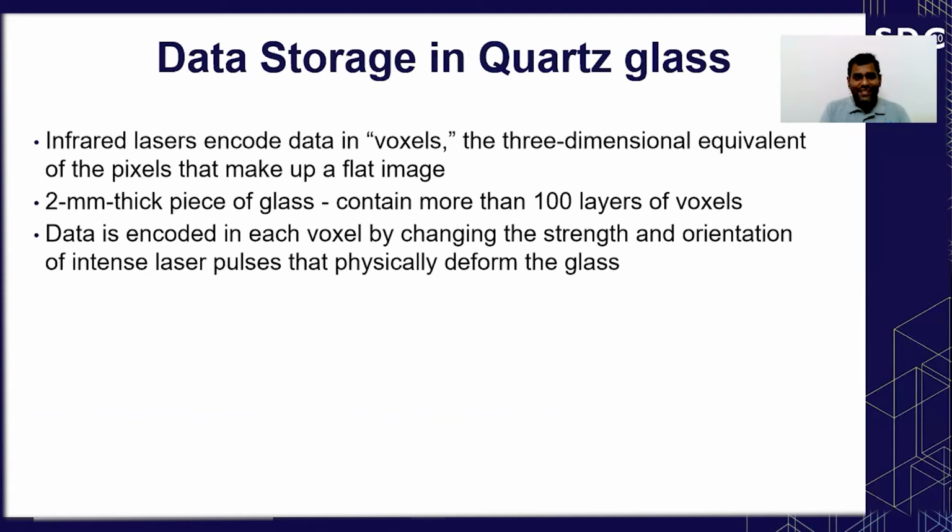So the infrared lasers encode data in voxels, the three-dimensional equivalent of pixels that make up a flat image, and a 2 millimeter thick piece of glass contains more than 100 layers of voxels. And the data is encoded in each voxel by changing the strength and orientation of intense laser pulses that physically deform the glass.